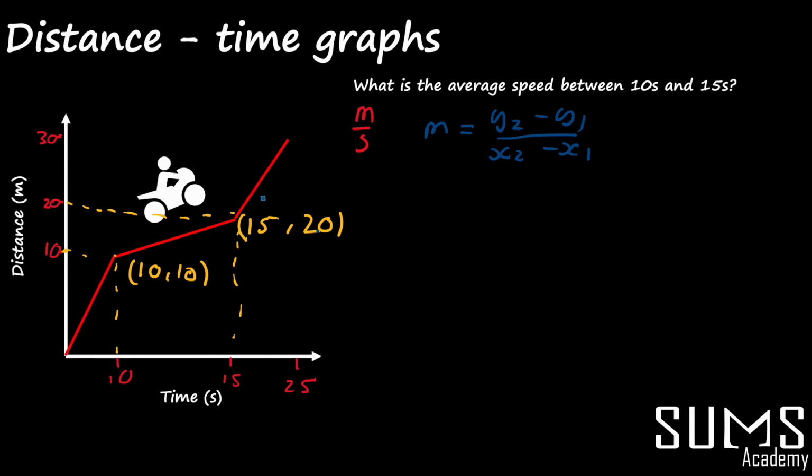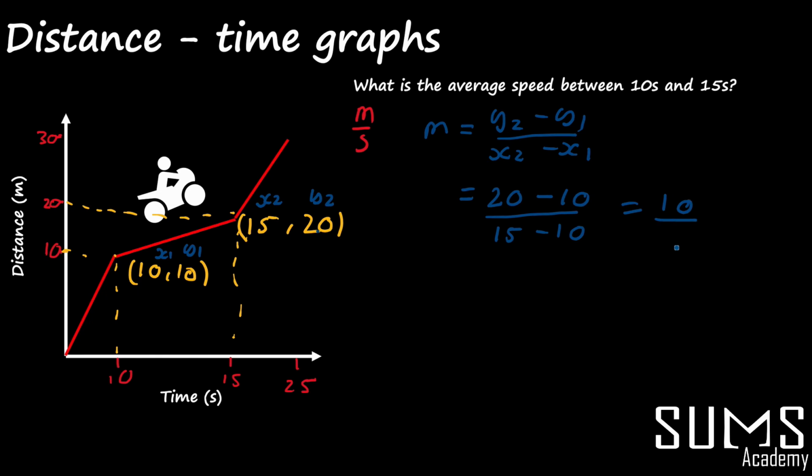That is x2 and y2, and that is x1 and y1. So I just plug them into here. So we have 20 minus 10 all over 15 minus 10. So what does that give us?